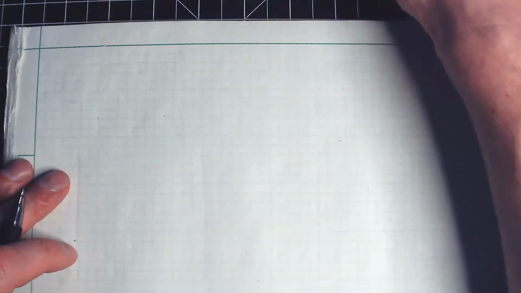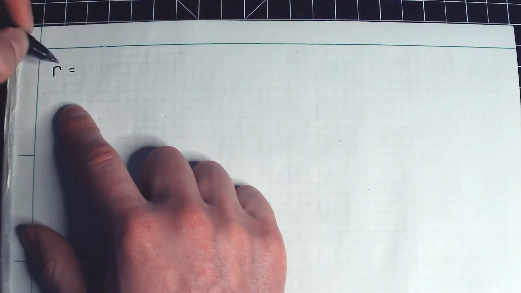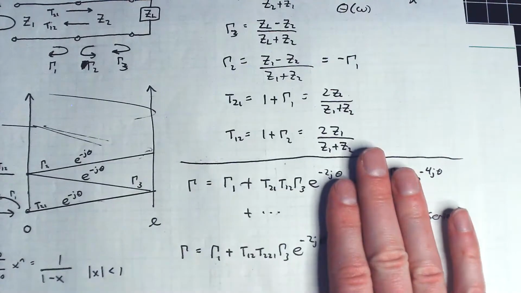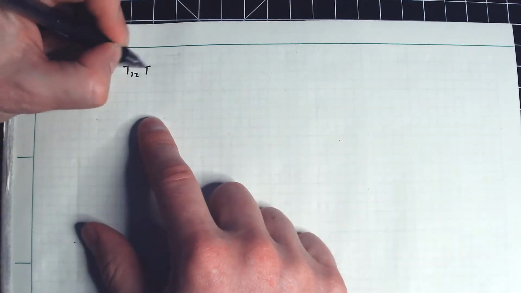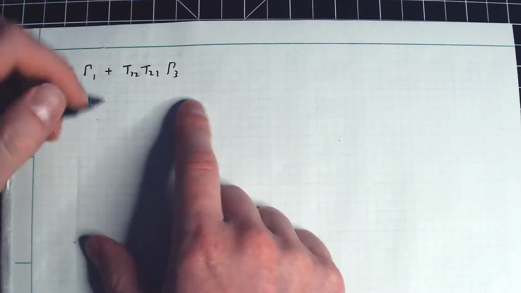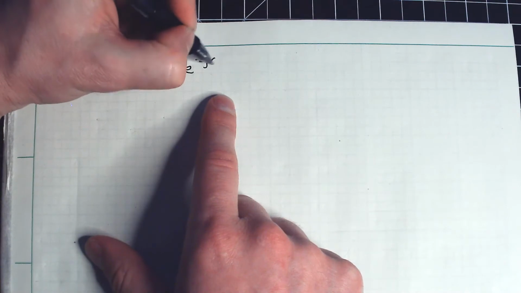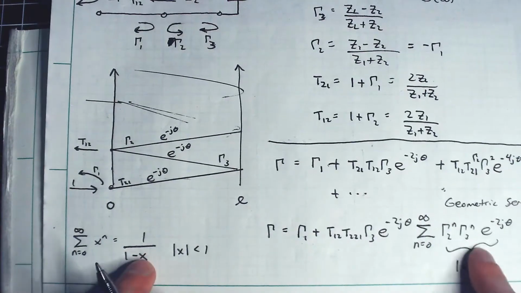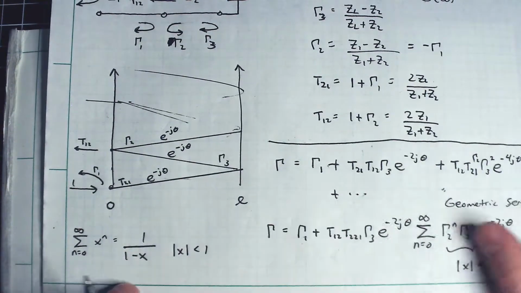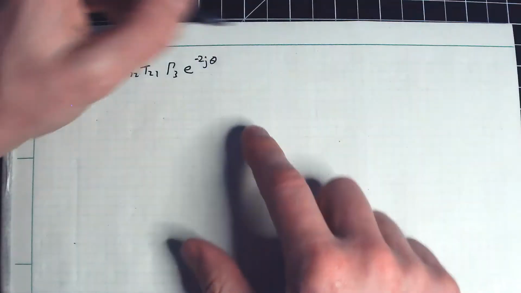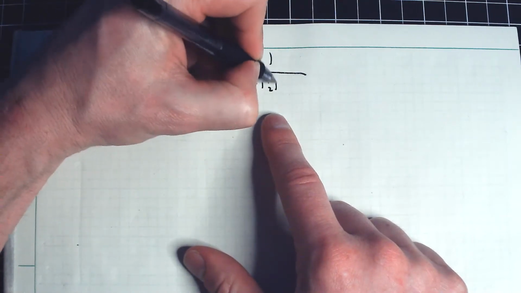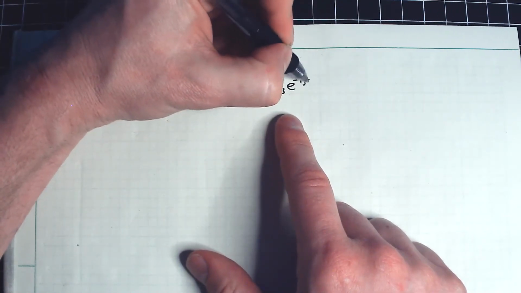So let's see, what do we get? So what you get now is gamma is equal to gamma 1 plus, and all of this stuff here is still untouched. It's just this summation that's going to change. So T12, T21 times gamma 3 e to the minus 2j theta. And then now this thing here goes into my solution over here. So just take this and treat it as x and lump it in, and you get the following. 1 divided by 1 minus gamma 2, gamma 3, e to the minus 2j theta.